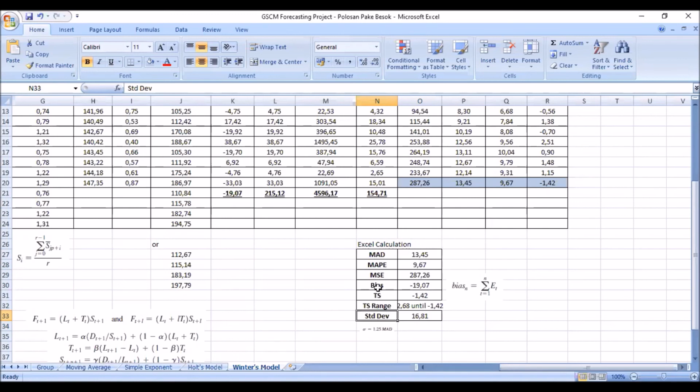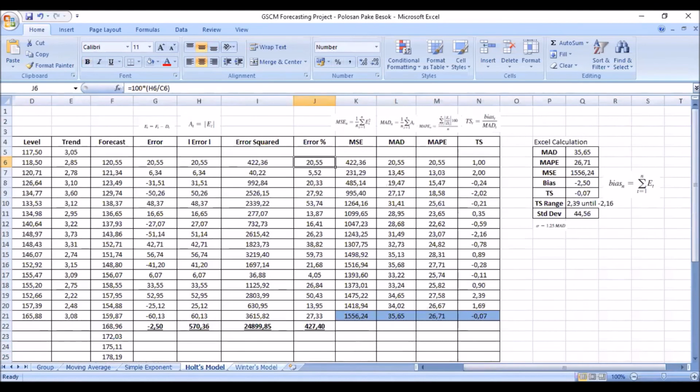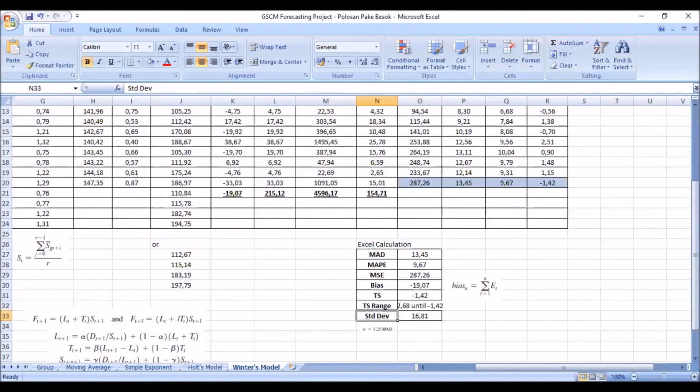Before we jump into the conclusion, we're gonna compare all of these error measurements with the Holt model first, starting from MAT, MAP, MSE, bias, TS, and also TS range and standard deviation. But also with some factors like errors and other things. So when you compare to the Holt model, it seems that the Holt model has a higher MAT, MAP, and MSE, but lower bias and TS when we compare it to the ones in the Winters model.